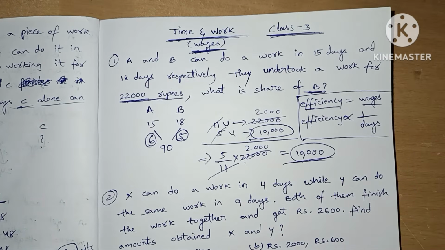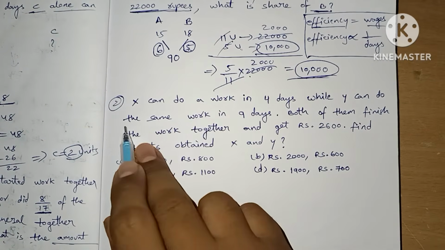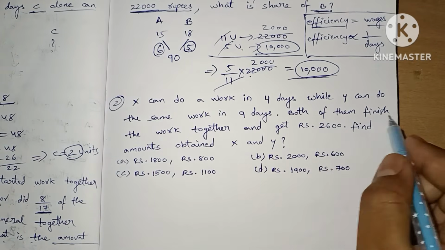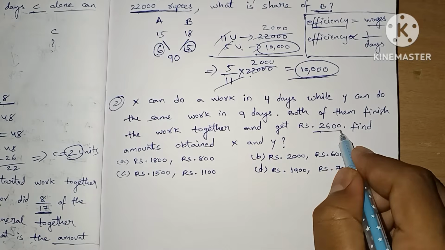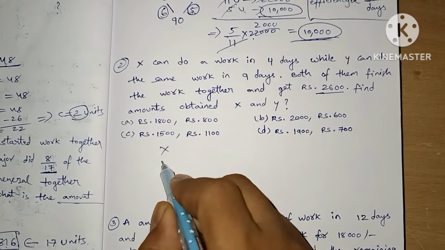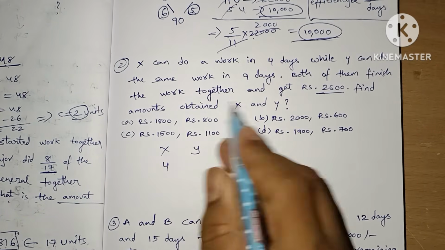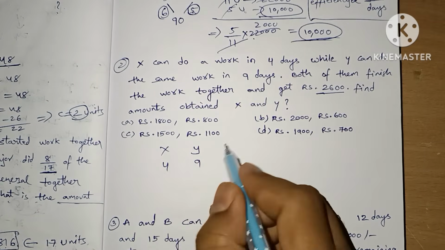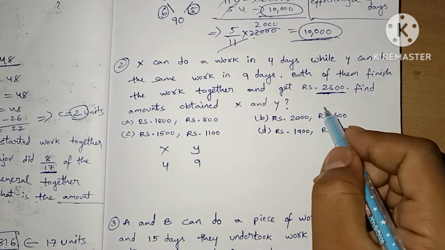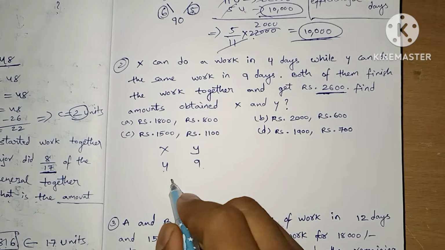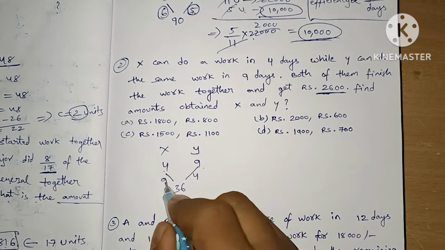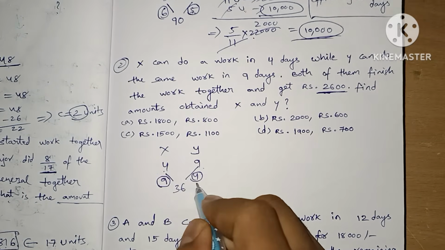Okay, let's see the second question. X can do a work in 4 days while Y can do the same work in 9 days. Both of them finish the work together and get rupees 2600. Find the amount obtained by X and Y. We need to find the efficiencies to find the wages of these two persons. Here the LCM of these two is 36. 9 times 4 and 4 times 9. The efficiencies are 9 and 4.